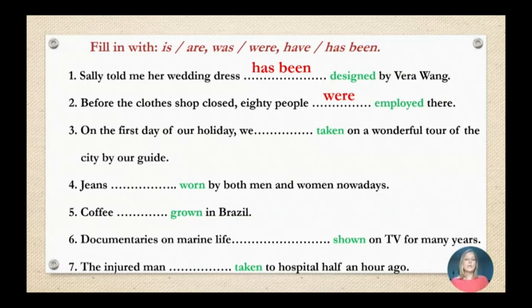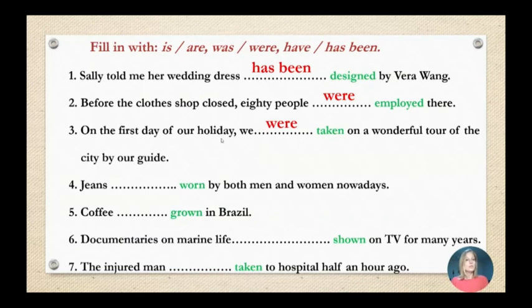The third one. On the first day of our holiday, we taken on a wonderful tour of the city by our guide. So again, we have this first part of the sentence, which tells us when it happened, on the first day of our holiday. So again, we know when. So what do we use when we know when the action happened? We use past simple. We were taken on a wonderful tour of the city by our guide.